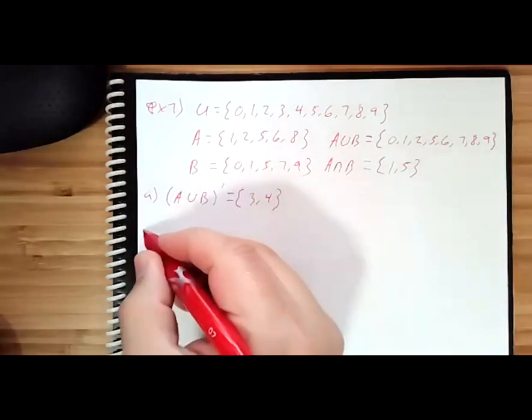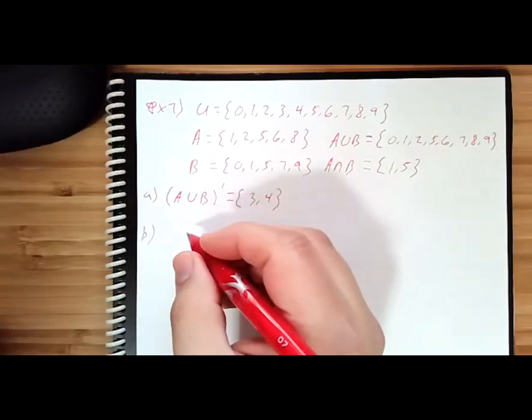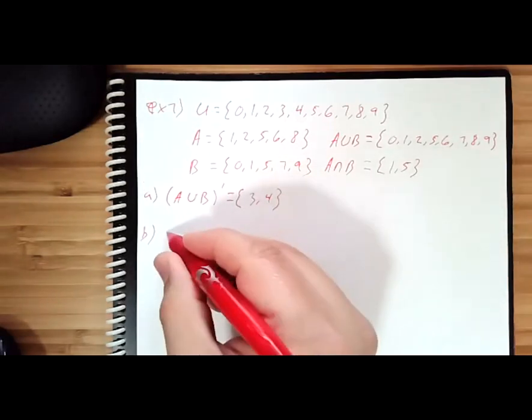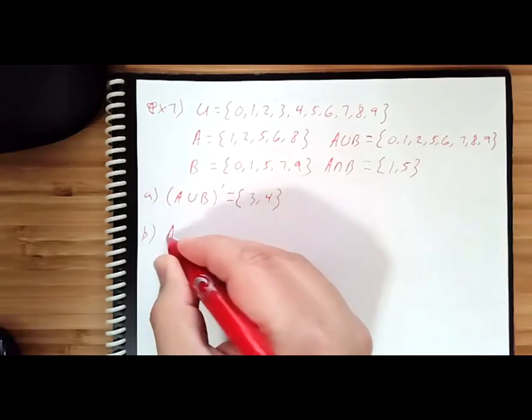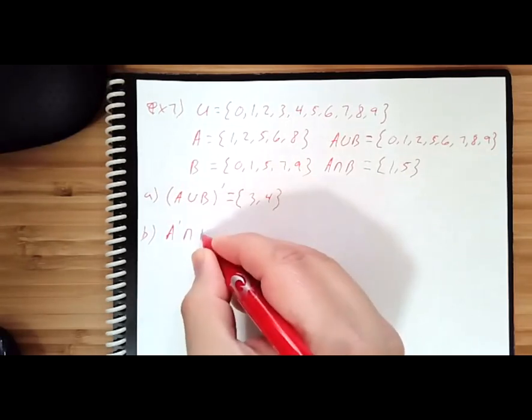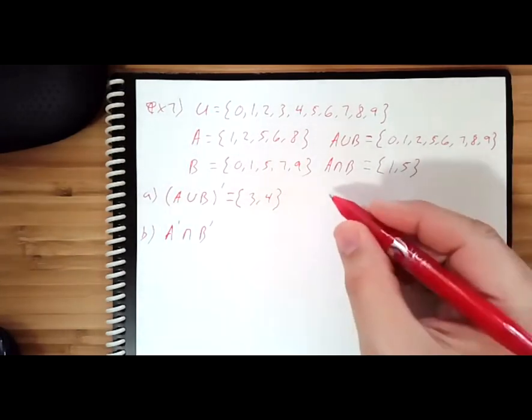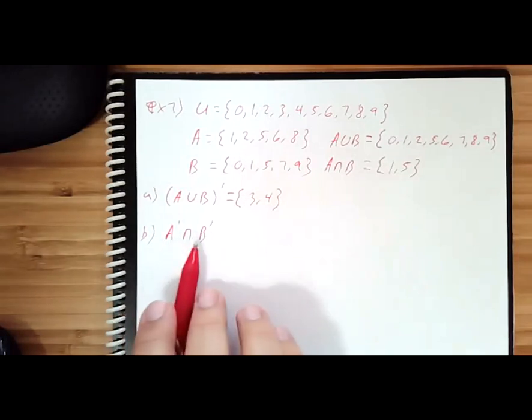All right, part B. Part B says, what is in the intersection of the complement of A intersected with the complement of B? So it helps to find these first, right? And then see what they have in common.